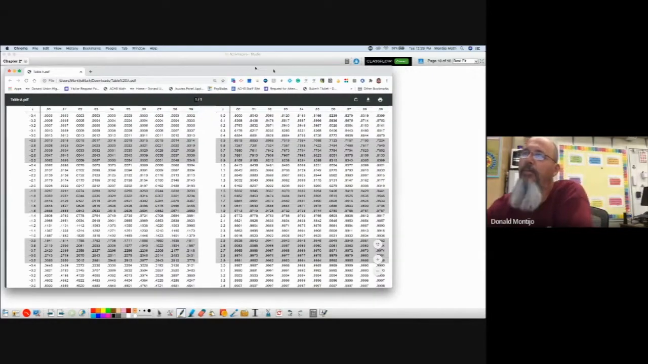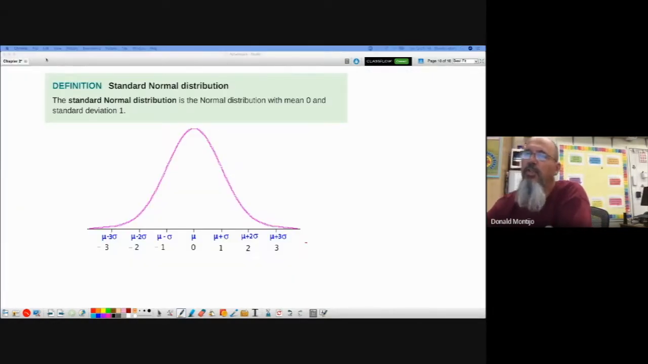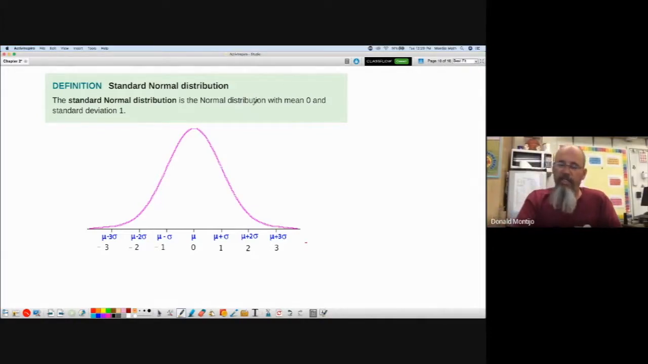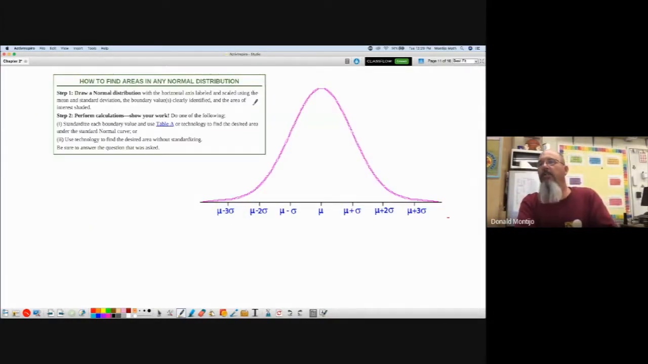And we'll do some more examples with it here in a moment. So standard normal distribution, or I'll talk a lot about the standard normal curve. All it does is convert any data set in the world to have a mean of 0 and a standard deviation of 1. So let's look at a couple examples. How are we going to use this?